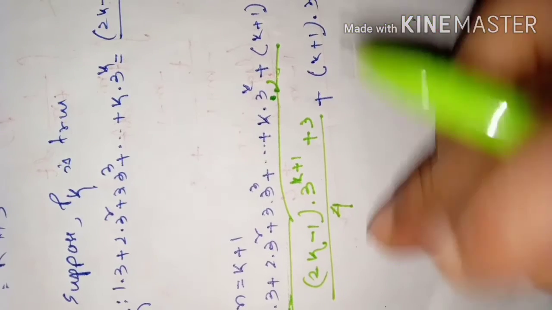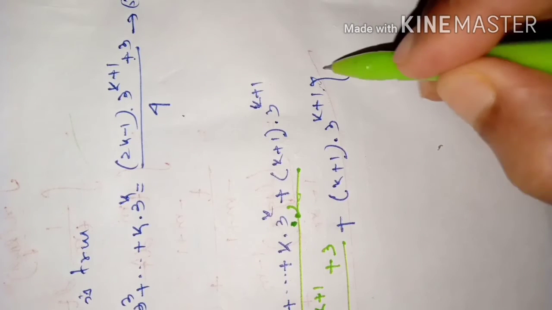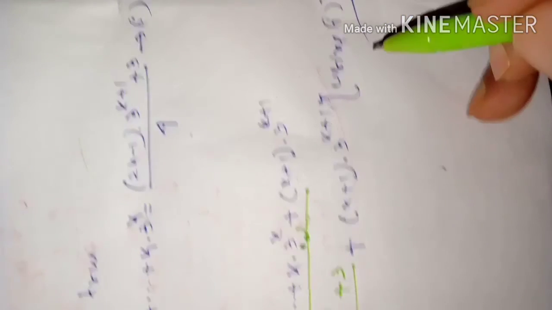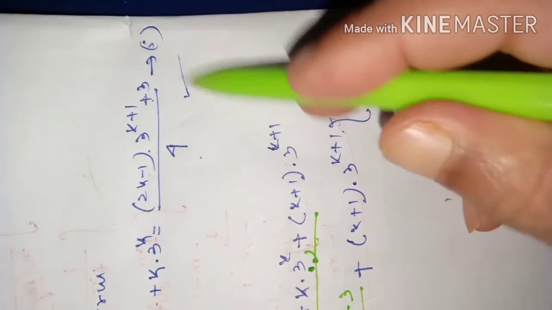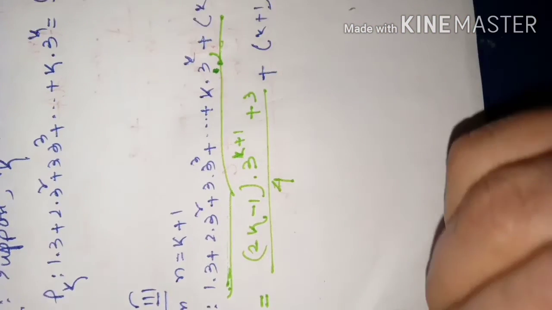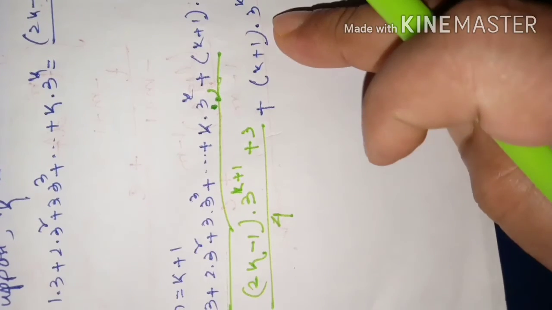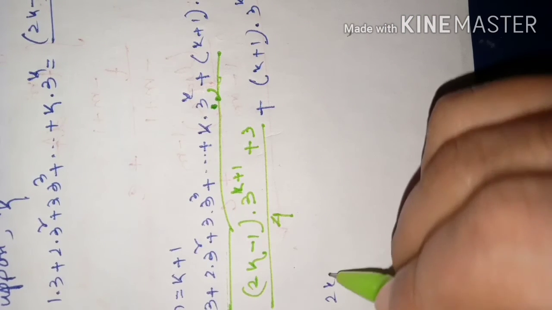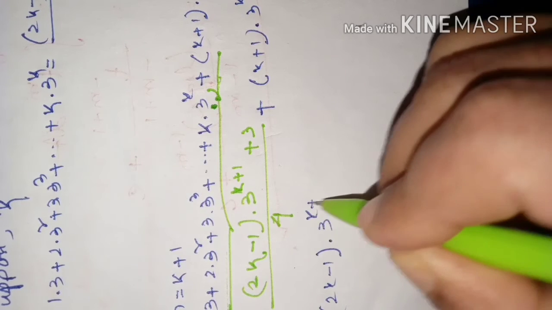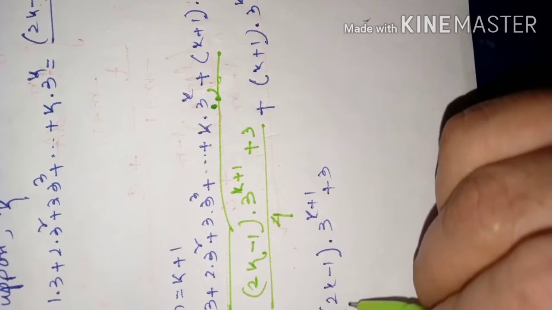Here you can say, for supporting this one, how you are getting this one, you can say using equation number 1. We are using equation number 1. This is equation number 1. So now, if we add this term with this one, then we will get (2k minus 1) into 3 to the power of k plus 1, plus 3 divided by 4.